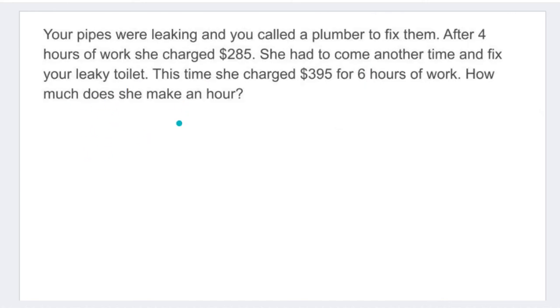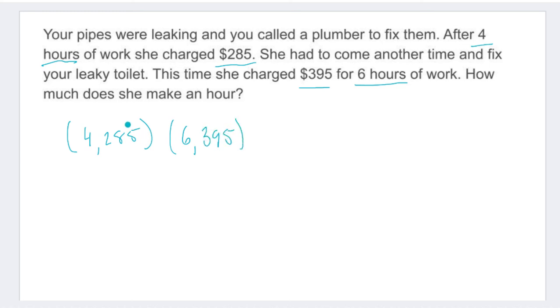So when faced with a word problem like this, we've got to figure out what the independent and the dependent variables are. So our pipes are leaking, so we call the plumber. After 4 hours of work, she charged $285. So if we have time and money, time is always independent. So time is always the x. So this is a coordinate (4, 285). Then she came again to fix a leaky toilet. She charged $395 for 6 hours of work. So (6, 395).